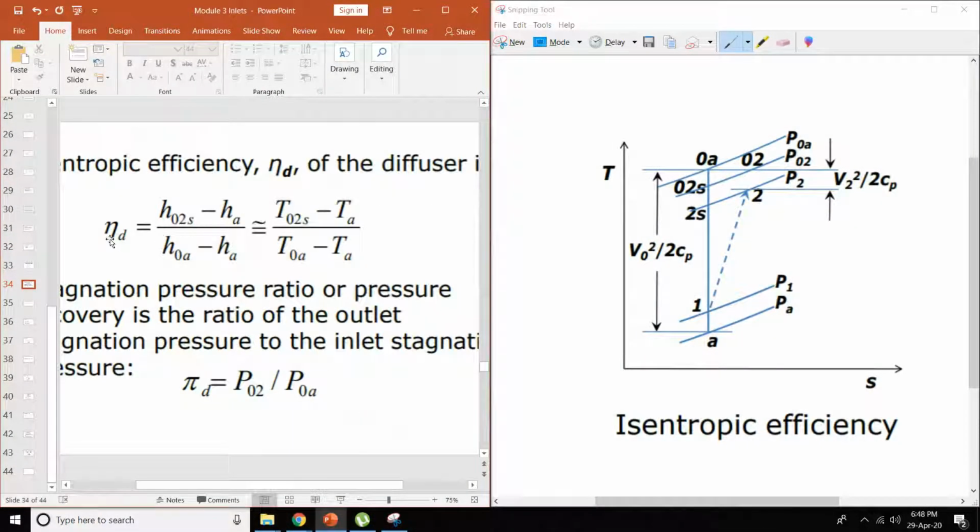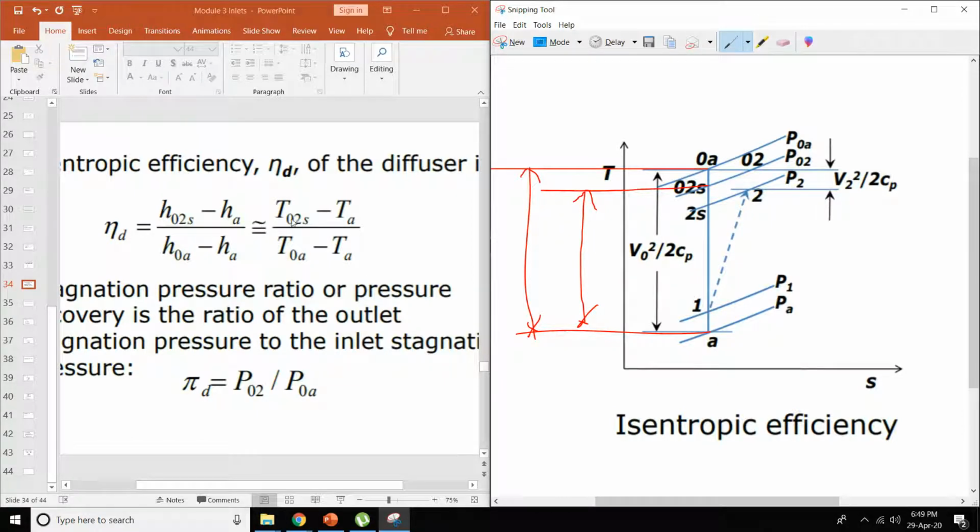Okay, so your stagnation enthalpy isentropic efficiency is given by, if you draw this line, and then you have this pressure line 0 to a. This will be here, and this point is here. So this is your actual work, and this is your total work that could have been obtained. This is your actual work, and this is your isentropic work. So h0 to s minus ha divided by h0a minus ha.